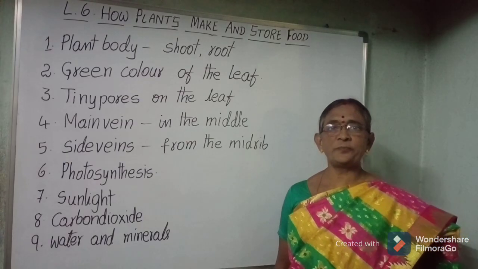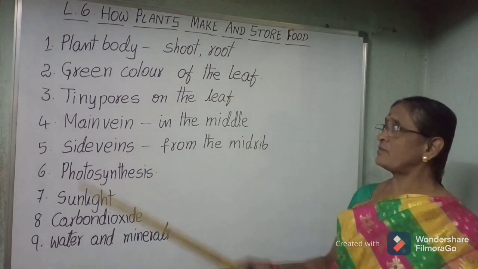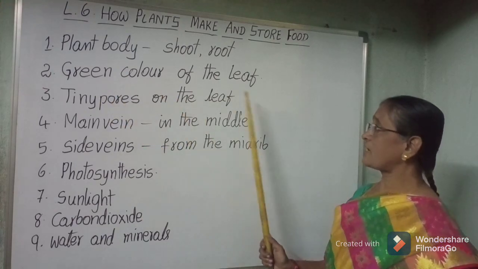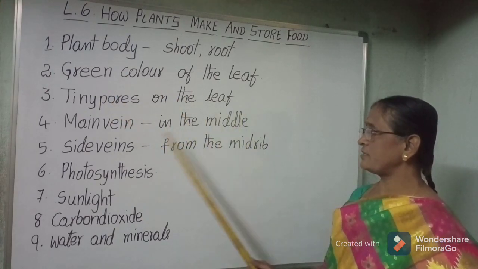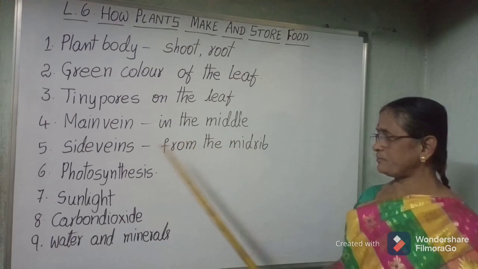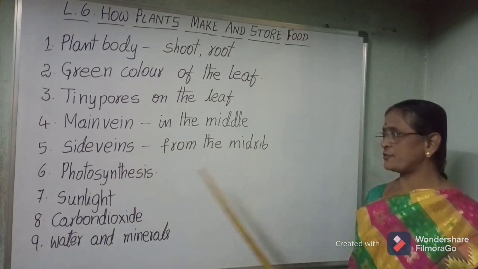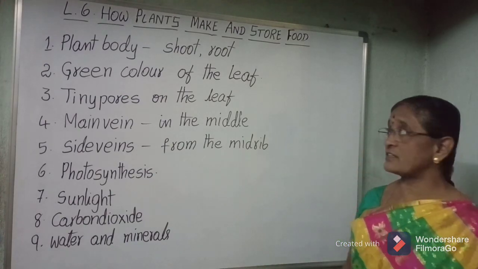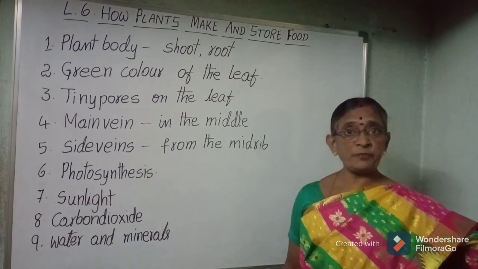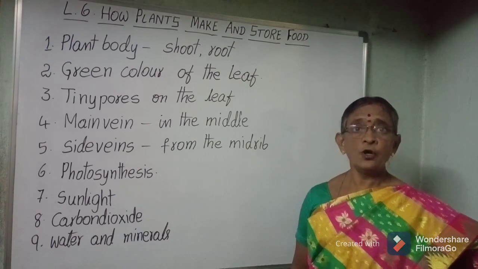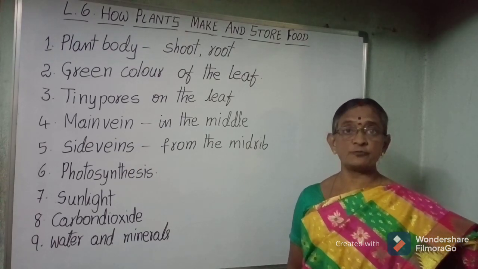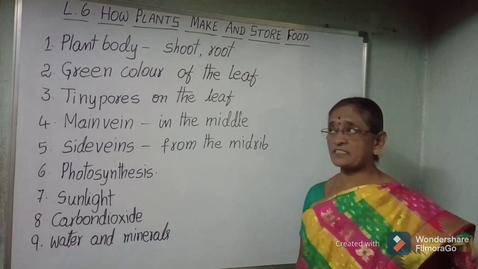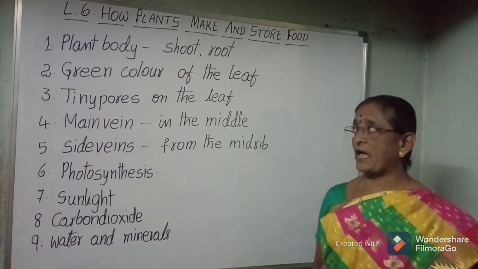Good morning. In the previous video, we learnt about plant body, shoot and root, green color of the leaf, tiny pores on the leaf, main vein in the middle, side veins from the midrib, photosynthesis, sunlight, carbon dioxide, water and mineral salts. Plant body is mainly divided into two: shoot system and root system. Shoot system contains branches, stem, leaves, flowers, etc.